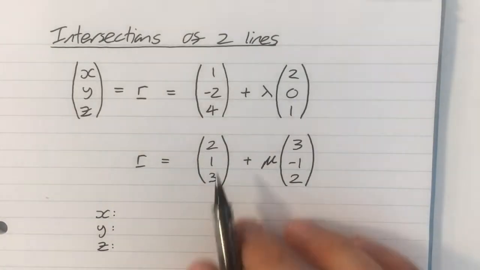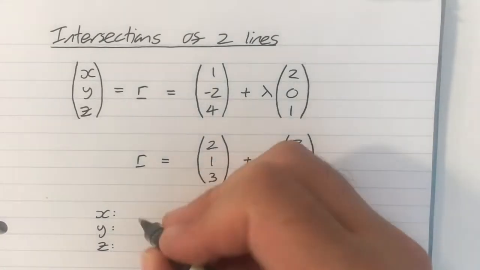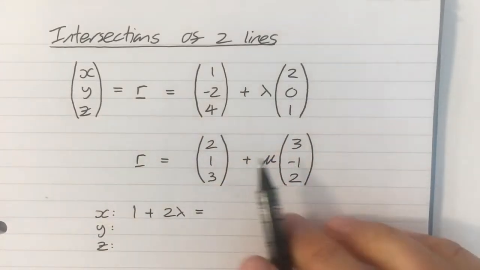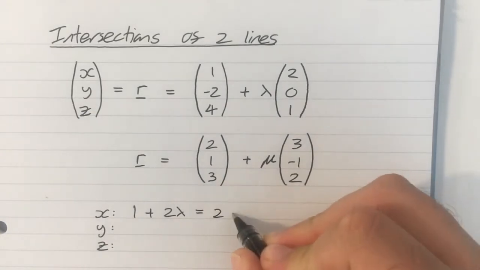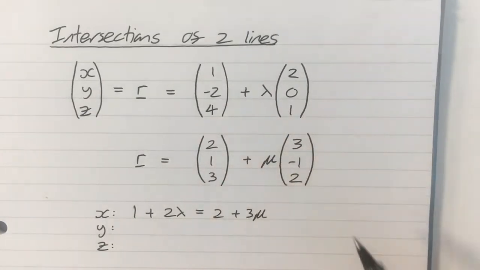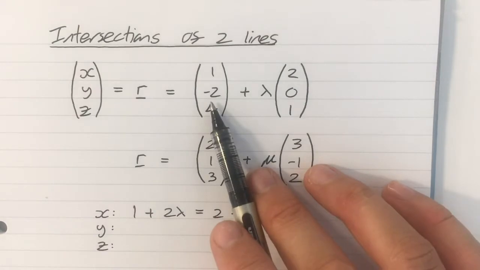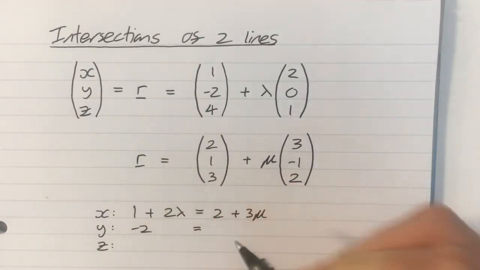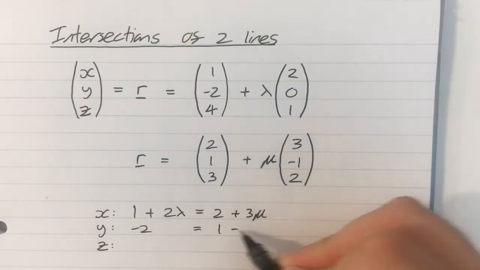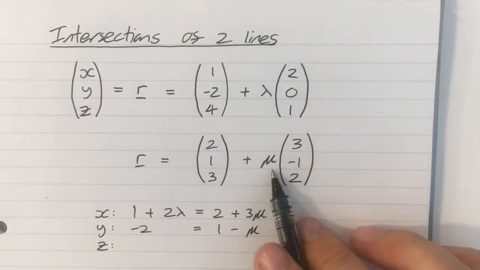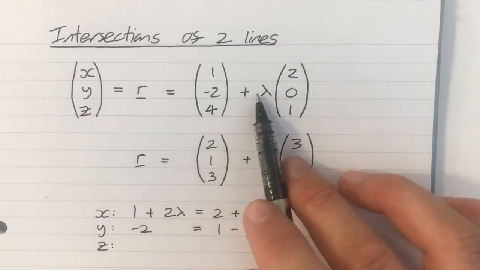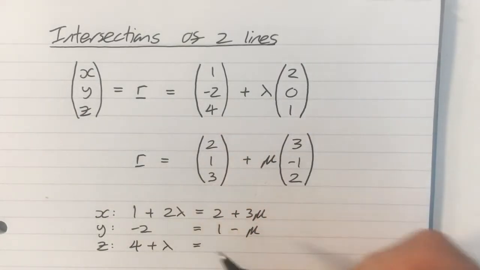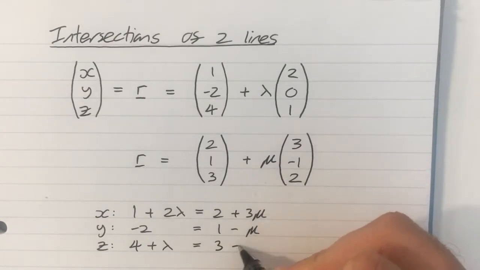So looking in the x direction, we're going to have 1 plus 2 lambda. That's going to equal 2 plus 3 mu. In the y direction, we've got minus 2 plus no lambda. Is going to equal 1 minus mu. And in the z direction, we've got 4 plus lambda. And that's going to equal 3 plus 2 mu.